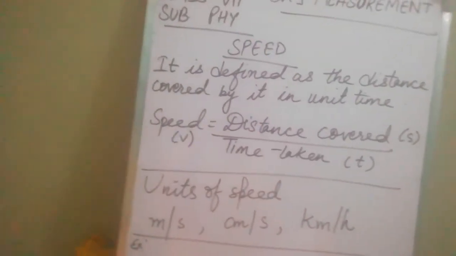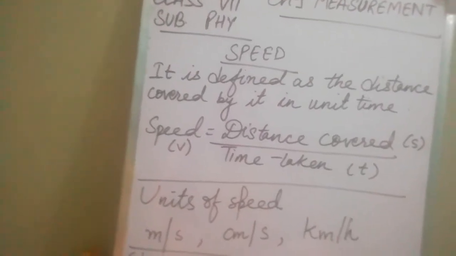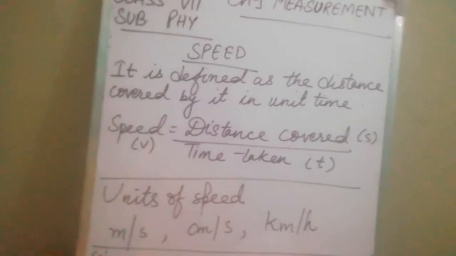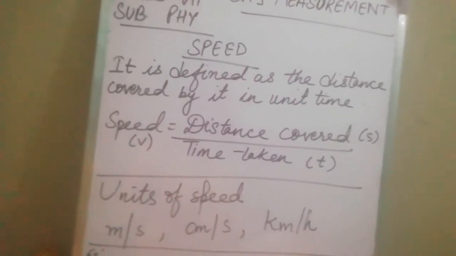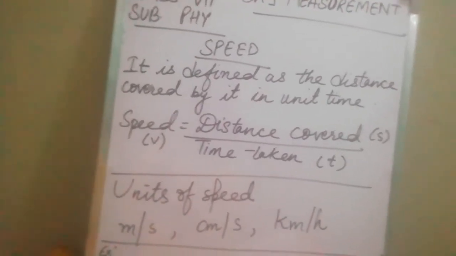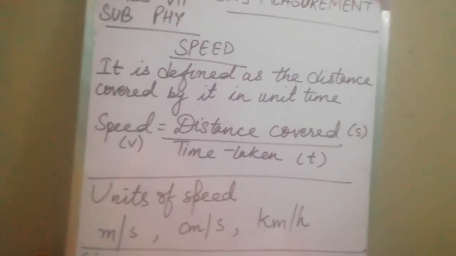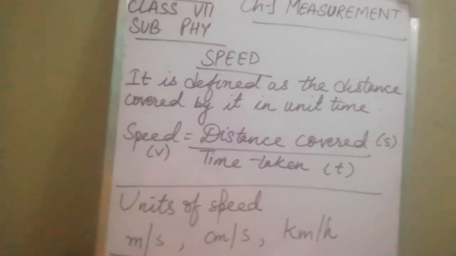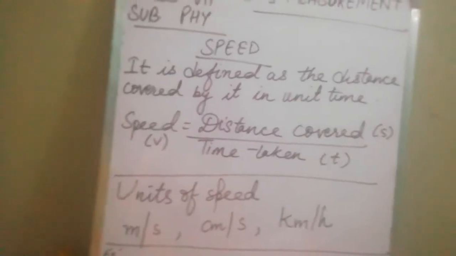Now, units of speed, children. See, in the SI system, since distance covered is a length, the SI unit of length is meter and the SI unit of time is second. Hence, the SI unit of speed is meter per second. And if we take the CGS system, in which the length is taken in centimeter and time in second, then the CGS unit of speed is centimeter per second.